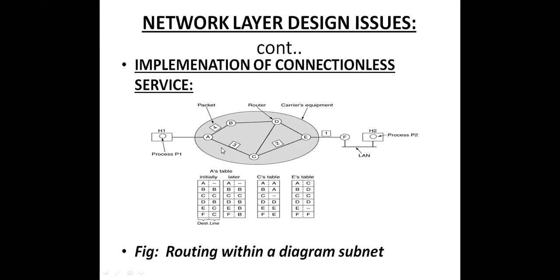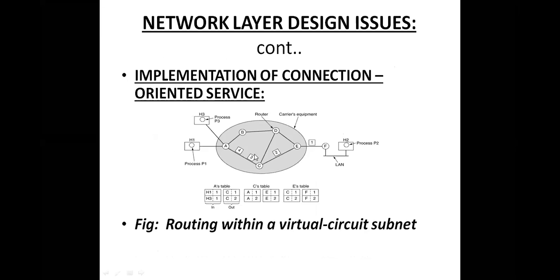So there is no connection establishment in the connectionless service. Each and every packet may go in a different direction. But in the case of connection oriented service, all the 4 packets are forwarded in the same direction. That means all the 4 packets need to be transferred using the same line, the same connection setup. In this direction only, all the packets have to go to reach the destination.